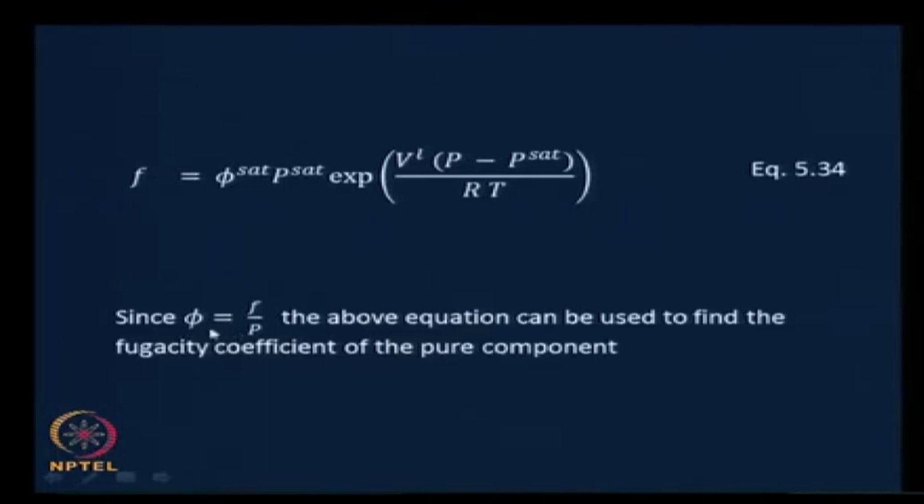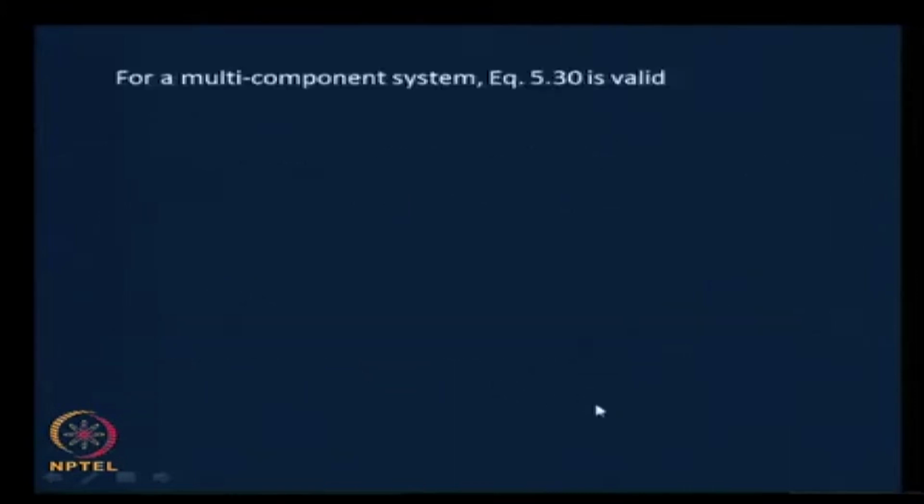Now phi, the fugacity coefficient, is nothing but F by P. Therefore, the above equation can be used to find the fugacity coefficient of a pure component. But let us clarify that a little further. That was for a pure system. We need to look at a multi component system, that is what I meant by clarifying further.